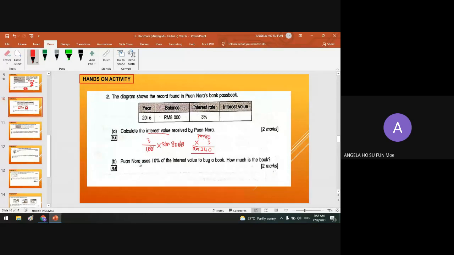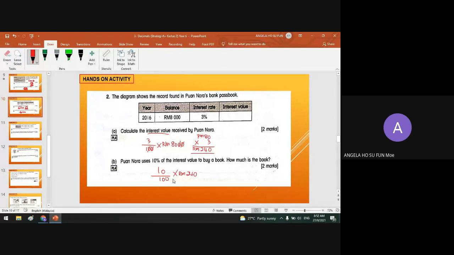Okay, Puan Laura uses 10% of the interest. The interest just now is 240. She got 240 from the bank. This is the interest, okay? And she wants to use this 10% of the interest to buy a book. Okay, how much is the book here?